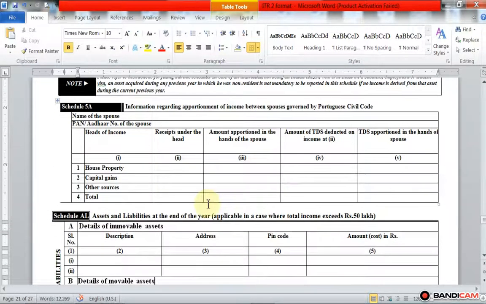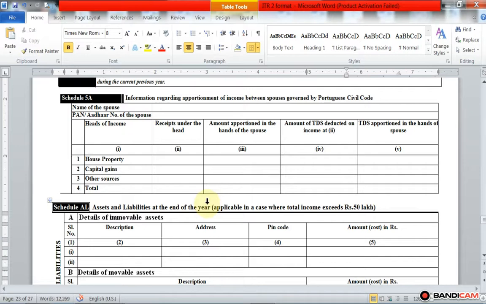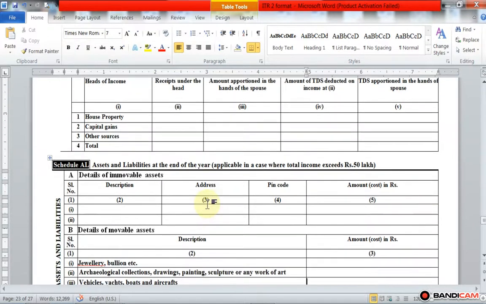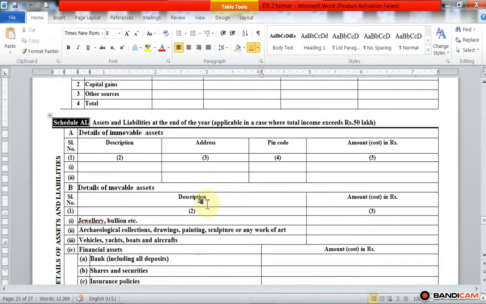Then schedule 5A, information regarding apportionment of income between spouse governed by Portuguese Civil Code. Here, distribution of income between spouses governed by the Portuguese Civil Code. Here, name of spouse, Aadhaar card, PAN card number of spouse and heads of income. So furnish all necessary information if applicable to the SSC. Not applicable, then ignore.